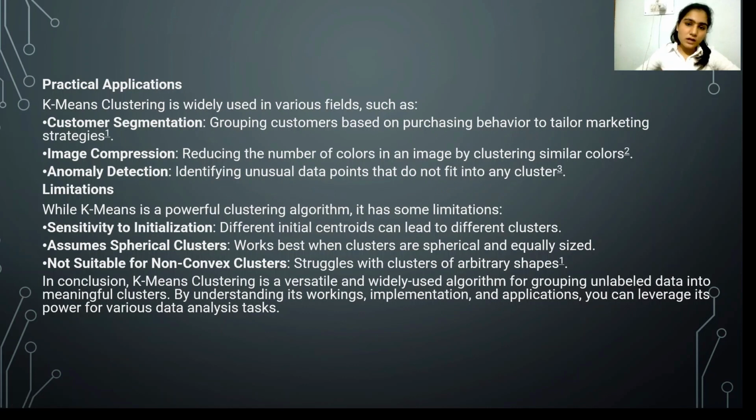So the limitations of the K-means clustering algorithm: while K-means is a powerful clustering algorithm, it has some limitations. First is sensitivity to initialization. Different initial centroids can lead to different clusters. Second, it assumes spherical clusters and works best when clusters are spherical and equally sized. It works only on spherical clusters, is not suitable for non-convex clusters, and struggles with clusters of arbitrary shapes.